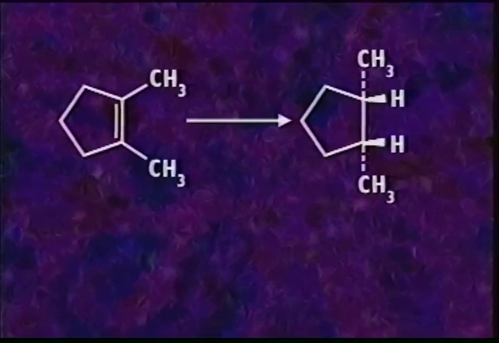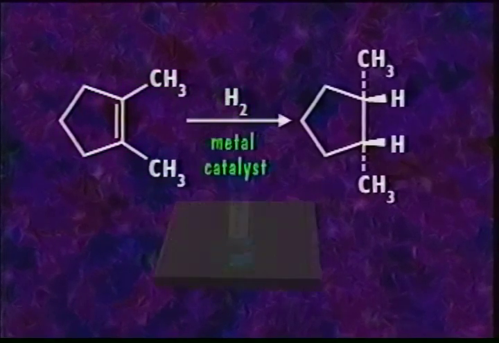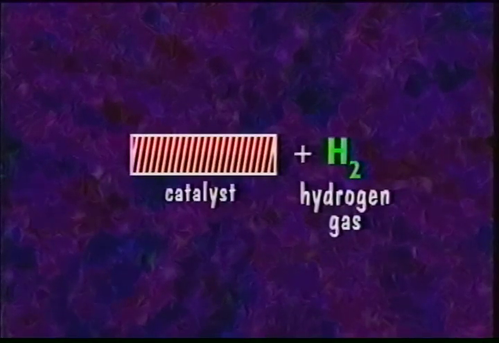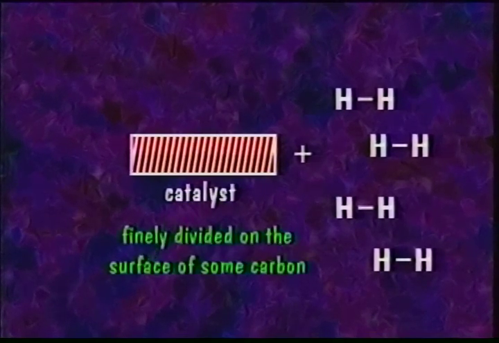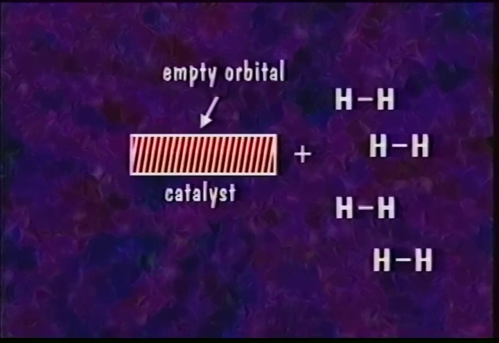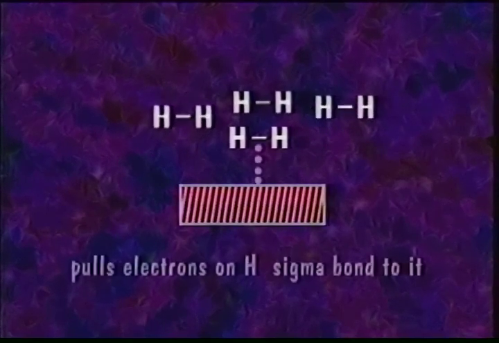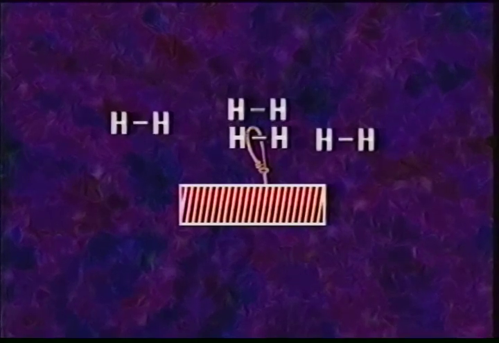All we have to do is mix together 1,2-dimethylcyclopentene, hydrogen gas, and a metal catalyst made of, say, platinum powder. Hydrogen gas is just a bunch of H2 molecules. The metal catalyst, which is finely divided on the surface of some carbon, has an empty orbital, so it's an electrophile. As the hydrogen gas flows over the surface of the catalyst, the empty orbital in the metal catalyst pulls the electrons in the H2 sigma bond to it.